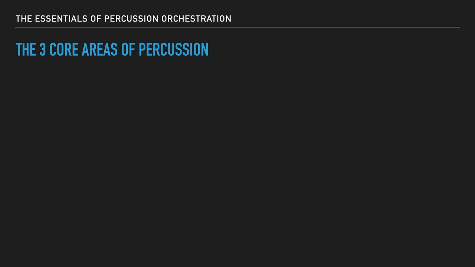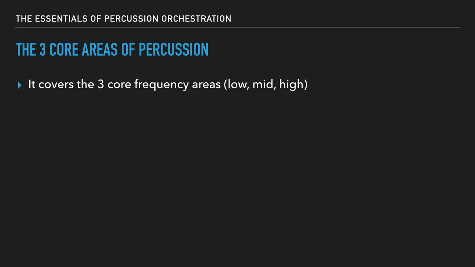But let's cover the core three areas of percussion. So I like to think of them in groups according to frequencies. So we have the lows, the mids, and the highs. When you think of it in this kind of way, it makes it a lot simpler, right? Rather than thinking, oh, there's 20 different instruments and I don't know which one to choose for which context, maybe for my piece or my track. Thinking about it in low, mid, and high and categorizing those instruments in these categories really helps simplify things.